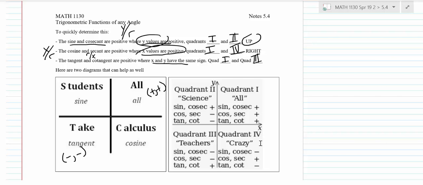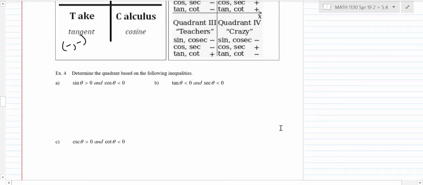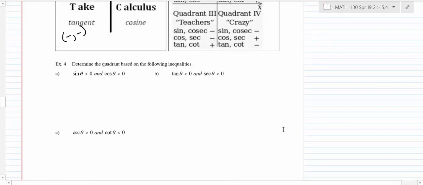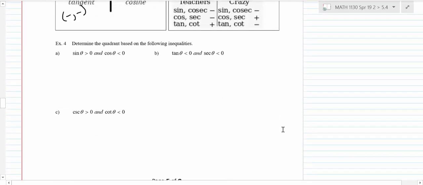Okay, I think of this: sine is positive there, cosine is there, tangent's like this. So that's where each is positive. If you remember that, then you got it made. Okay, all right.